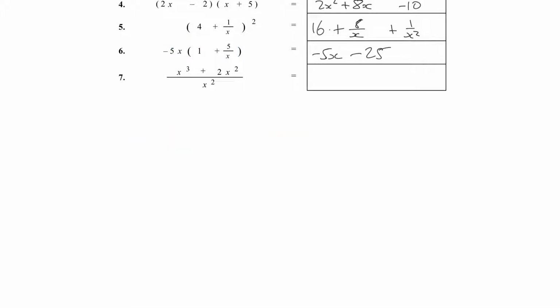For question 7, the best way to do this is to factorize your numerator and factorize your denominator. Do not be tempted to just cancel those two x squareds. In our numerator, what's our highest common factor? It's x squared, and x squared times what gives us x cubed? Well, times x. X squared times what gives us 2x squared? Plus 2. Our denominator is still x squared. Now we can quite merrily cancel these x squareds, and we're left just with x plus 2.